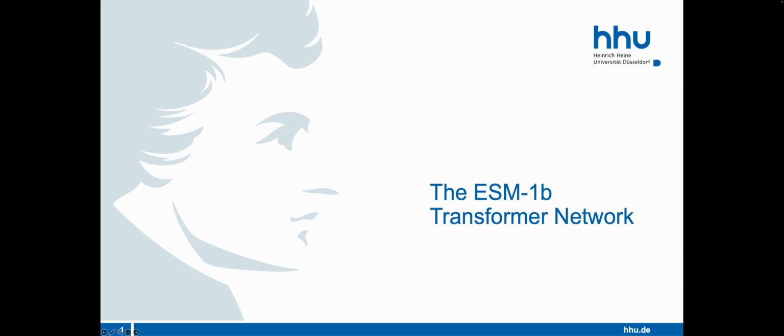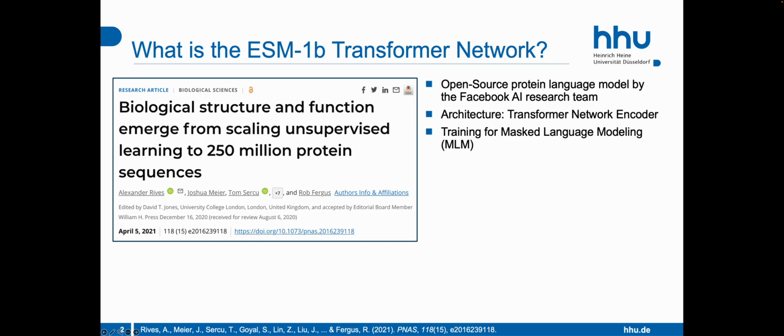In the next videos, we will also have a look at alternative protein language models, including the successors of the ESM-1b model. The ESM-1b transformer network is an open source protein language model that was published by Rives et al., who were part of the Facebook or Meta AI research team in the journal PNAS in 2021.